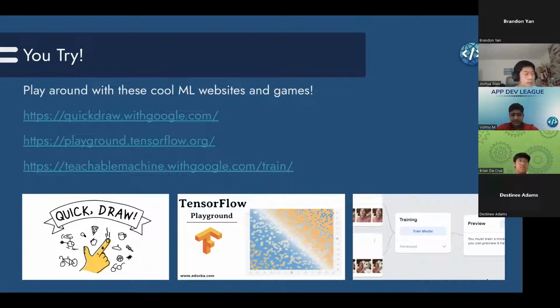That's really fun. There's also the TensorFlow Playground, which allows you to design your own neural network to classify these different colored dots. And finally, there's Google Teachable Machine, which also allows you to create your own models to find trends in photos, which is also really nice.